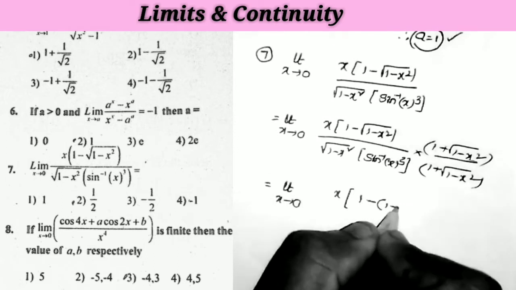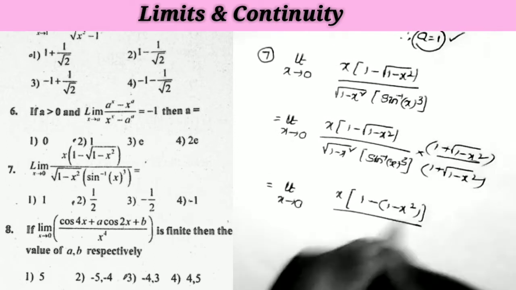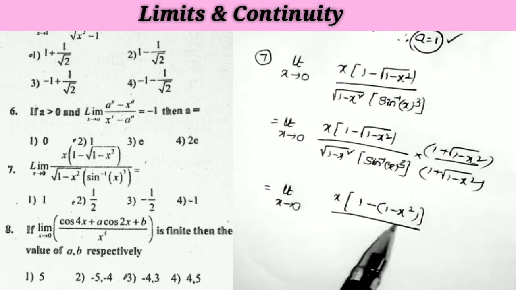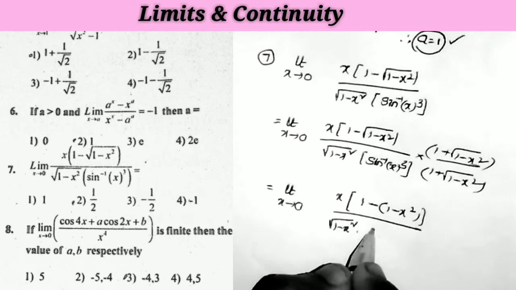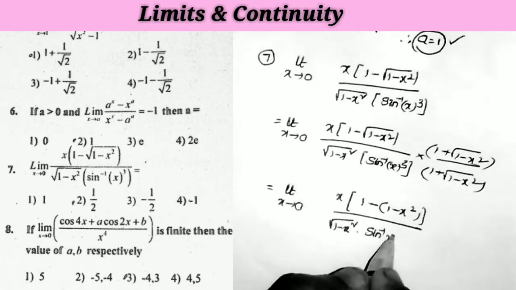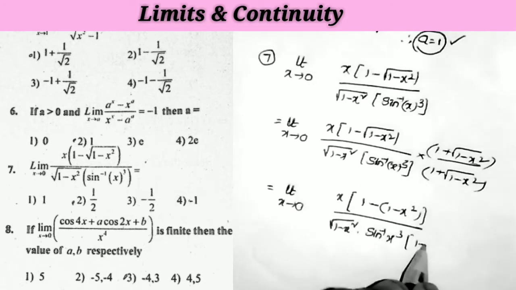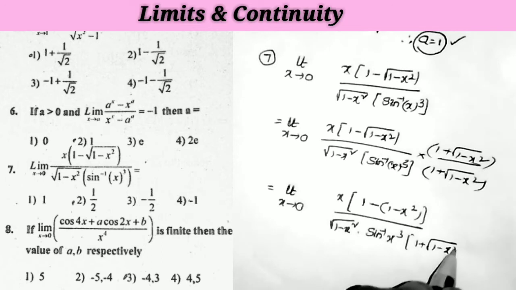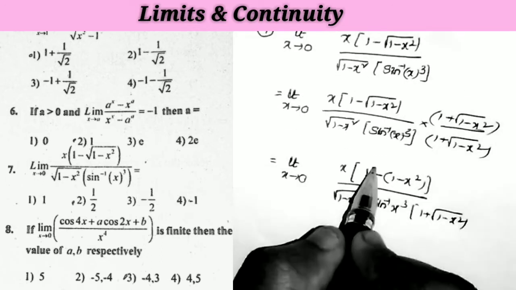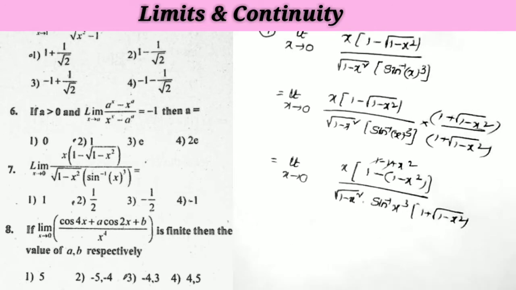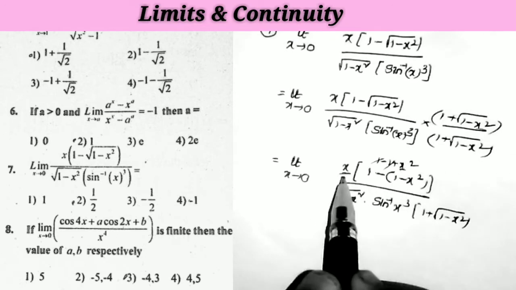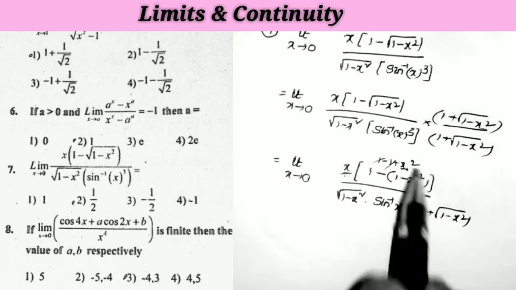That is 1 minus x square. Okay, 1 square minus 1 minus x square by root 1 minus x square into sin inverse x cube into 1 plus square root of 1 minus x square, and this is equal to, now here this part is equal to 1 minus 1 plus x square. Here minus 1 plus 1 gets cancelled. So the remaining value is equal to x into x square, which is x cube.